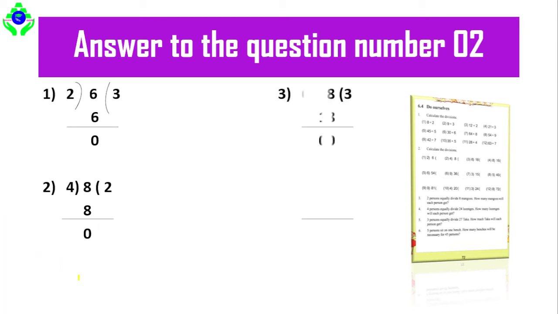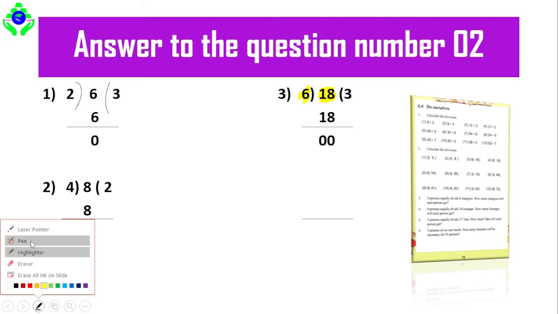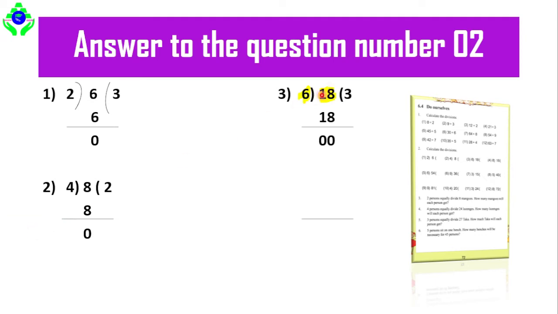Now, if we see question number 3, the question is 6 divided by 18. 6 divided by 18 is equal to what? So how can we solve it? You know that if we multiply this 6 with this 3, we can find 18. That's why we write an 18 here. And if we subtract this 8 from this 8, we can find a 0. After that, if we subtract this 1 from this 1, we can find also a 0. That means the answer of this question will be 3.